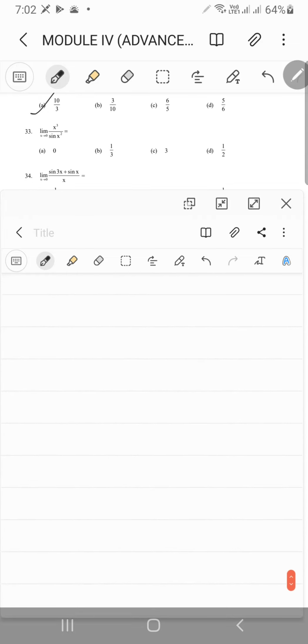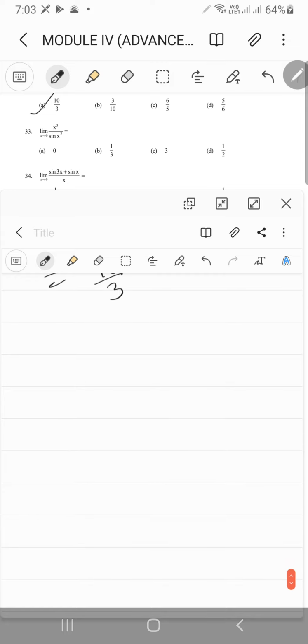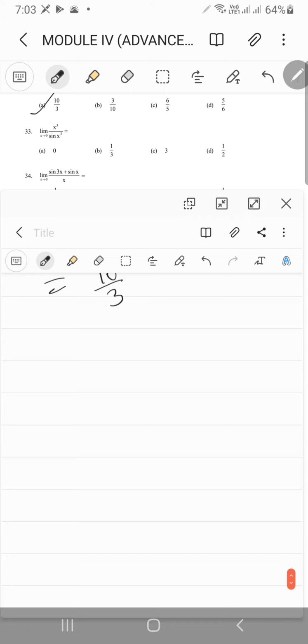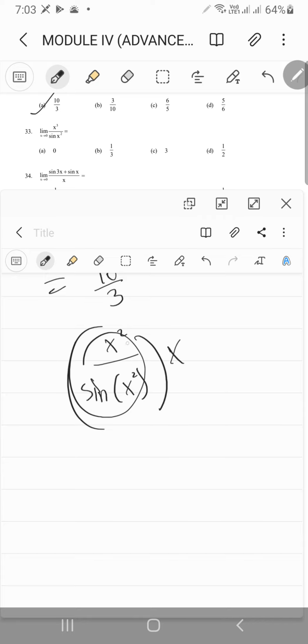Limit as x approaches 0 of x cubed upon sine x squared. Wait, is this sine of x squared? Yeah, it's sine of x squared. Funny how that works. So this is just x squared upon sine of x squared times x. So this goes to 1 and this goes to 0, so it's 0. Next question.